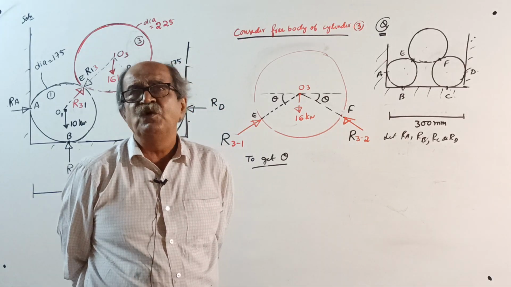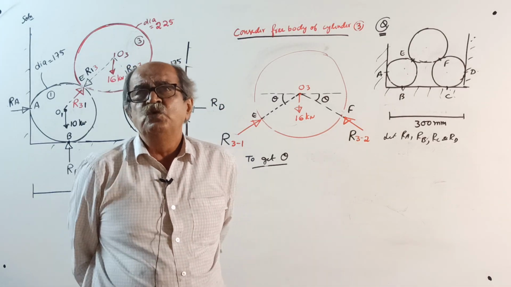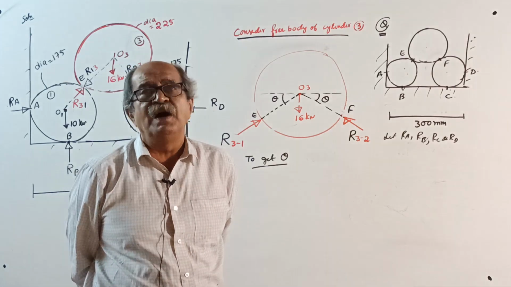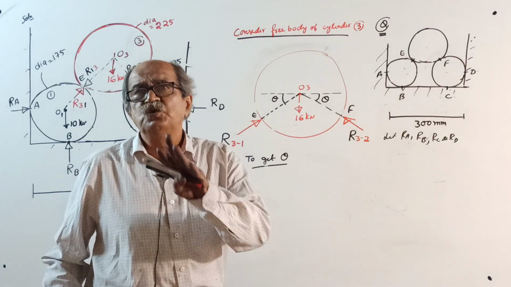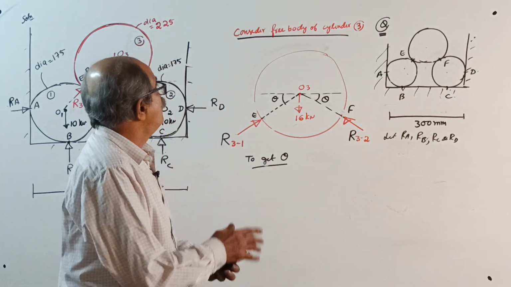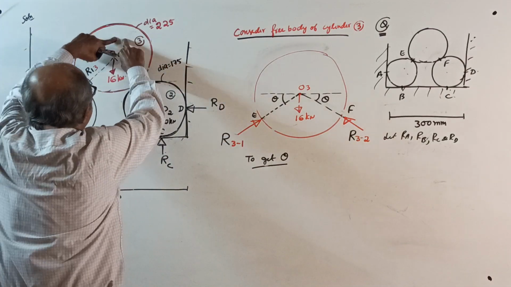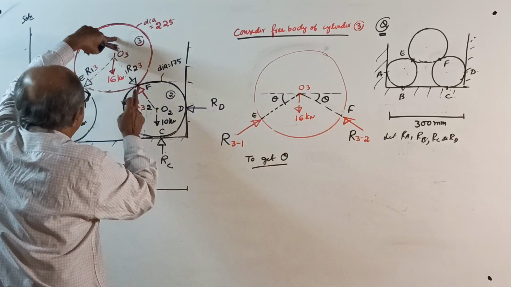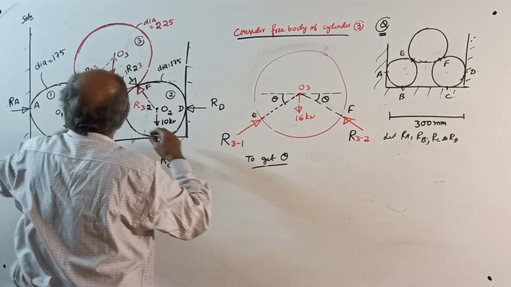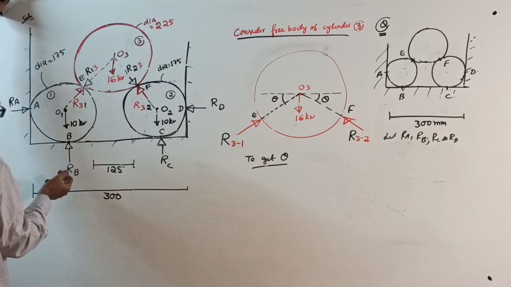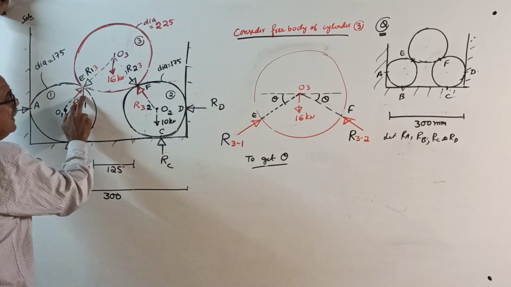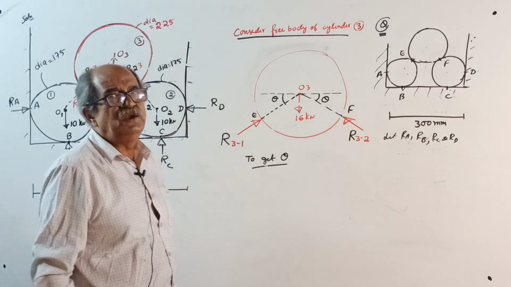See, it is a concurrent force system, so only 2 basic conditions of equilibrium. Sigma moment is not considered here. Therefore, the number of unknowns should not be more than 2. So first you consider cylinder 3, solve and get these 2 reactions. Once you know the reactions, then you can come to cylinder 1 or 2, because then this reaction is already known. I told this last time.